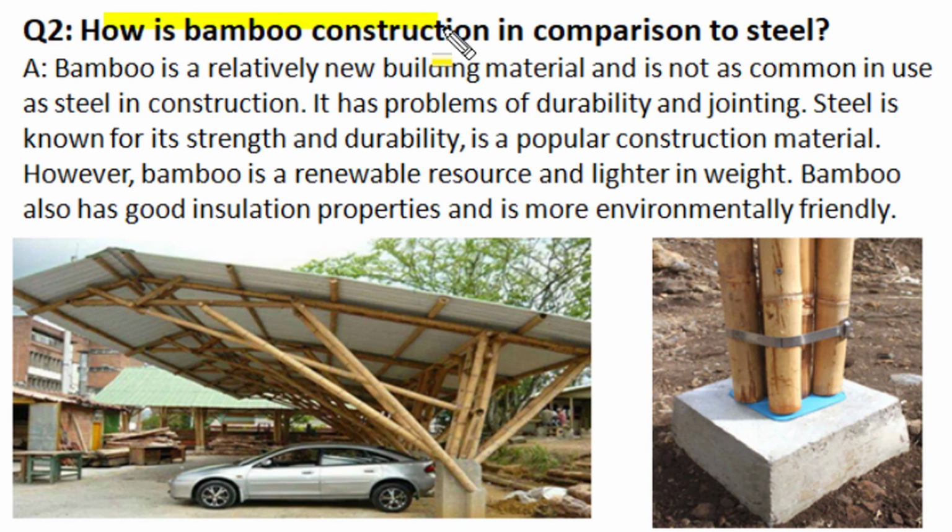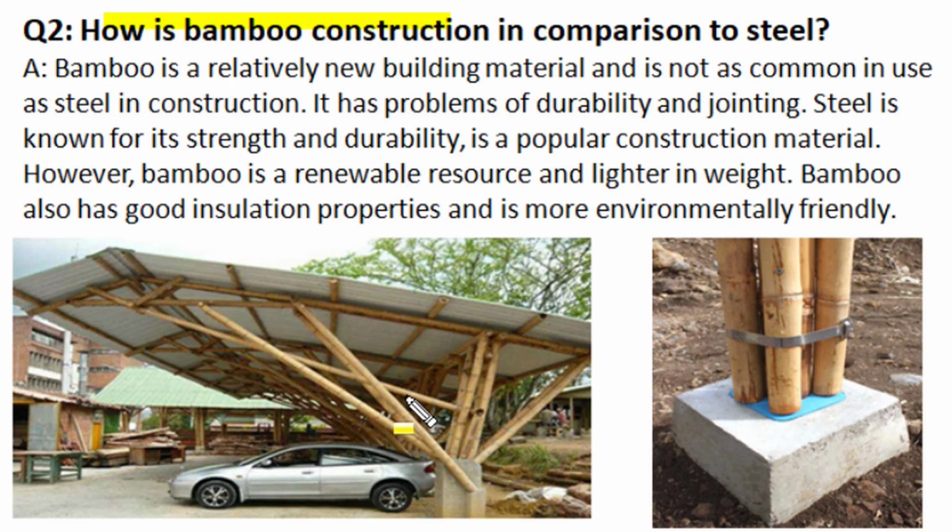How is bamboo construction in comparison to steel? So in our buildings, bamboo is a relatively new material and it is not as common as steel in construction. Bamboo has problems of durability, and even jointing of bamboo is not as convenient as that of steel. Steel is known for its strength and durability, and with concrete it becomes a very good reinforcement agent. So steel is a very popular construction material in modern buildings.